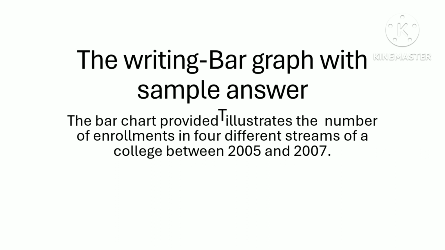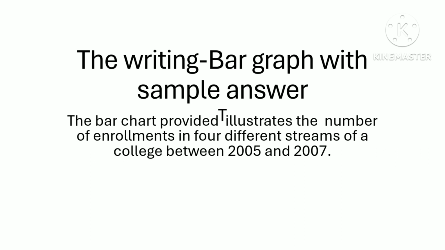In the first paragraph, we always write the introduction, that is what the graph is showing, but in our own language. Like I have written, the bar chart provided illustrates, which means shows, the number of enrollments, which means admissions, in 4 different streams of a college between 2005 and 2007. You can read the introduction for some time.